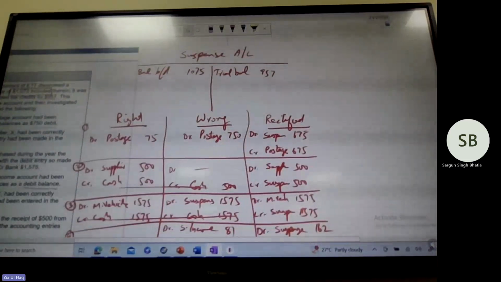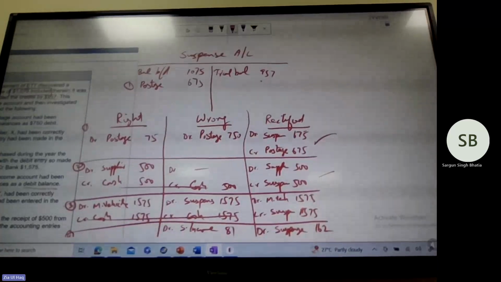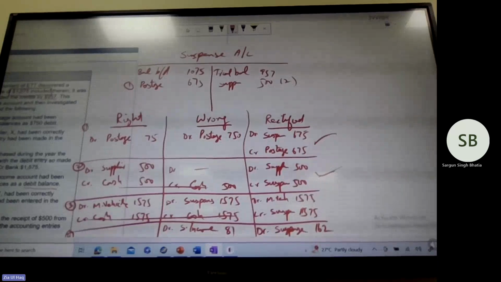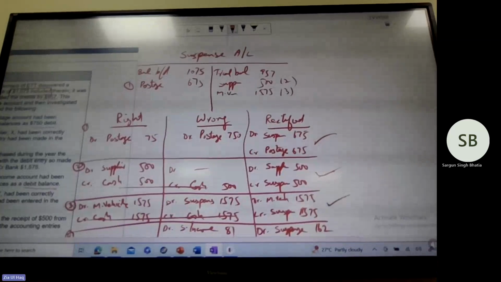In number one, there is a suspense account 675 debit, so we can record 675 debit against postage. Number one is done. In number two, the suspense account is credited with 500 against supplier. Number two is done. In number three, the suspense account is credited with 1575, against motor vehicles. Number three is also done.